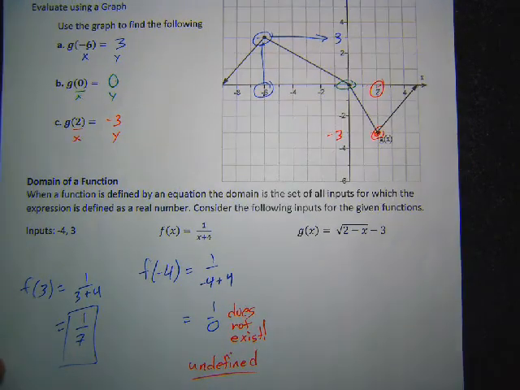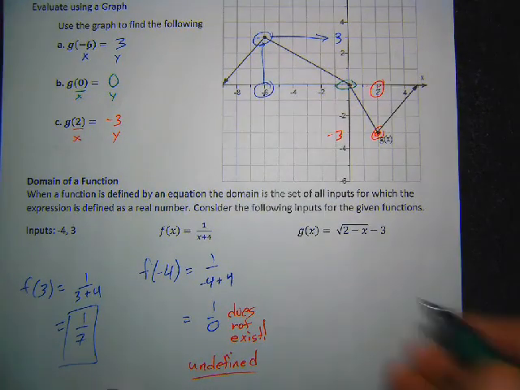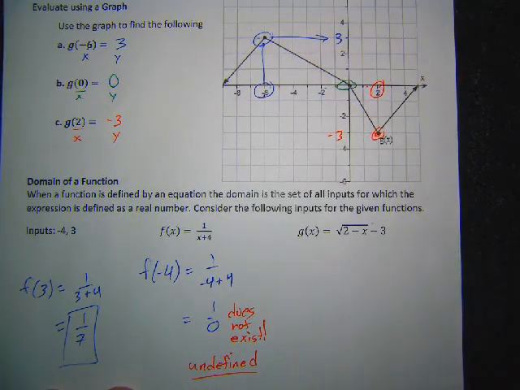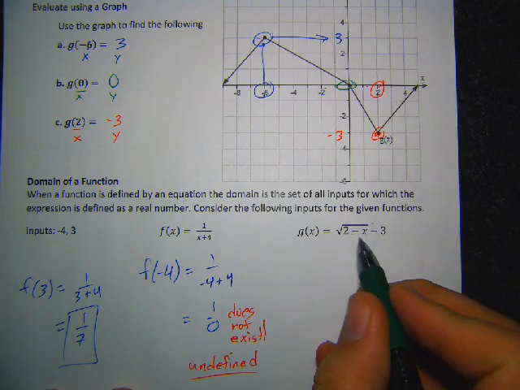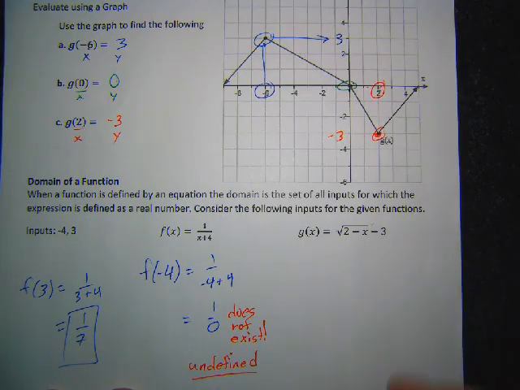The other thing you have to be careful with is roots, like this guy. So we have a square root here, square root of 2 minus x. Because remember, square roots only work on positive numbers. A square root says what times itself gives you this number. So these are only going to work if the stuff inside is positive, because you can't take the square root of a negative number.